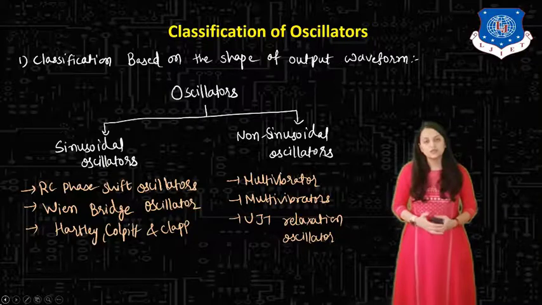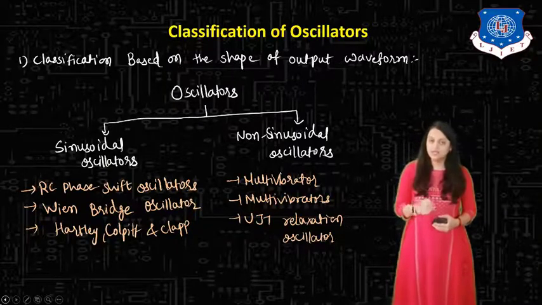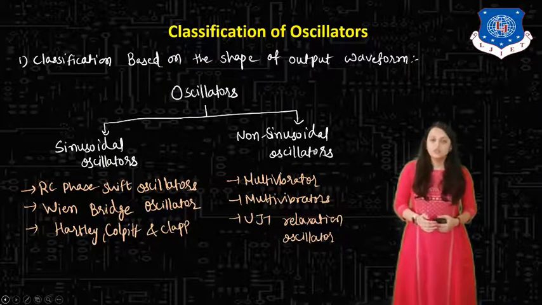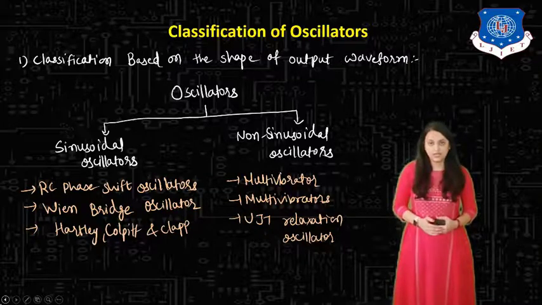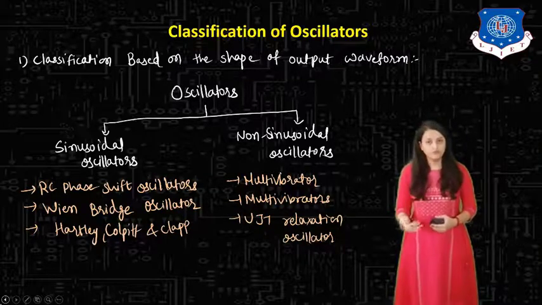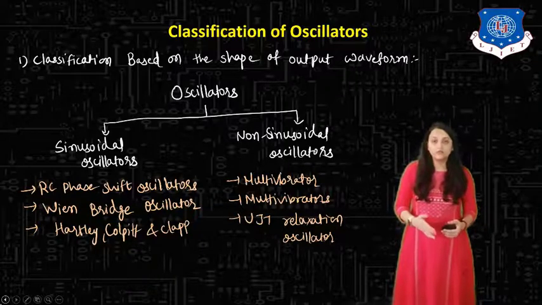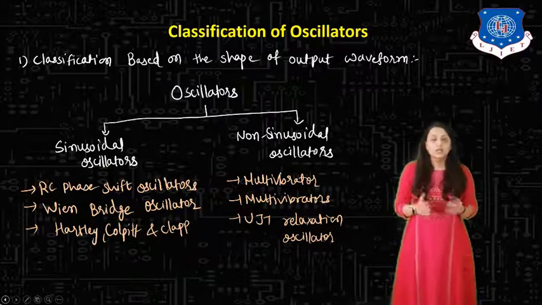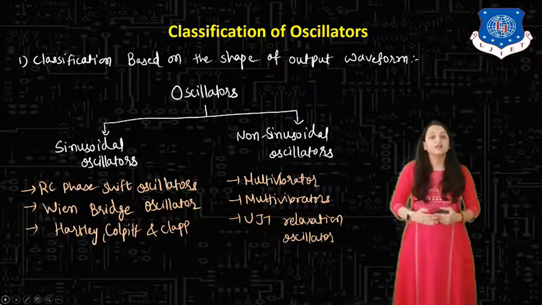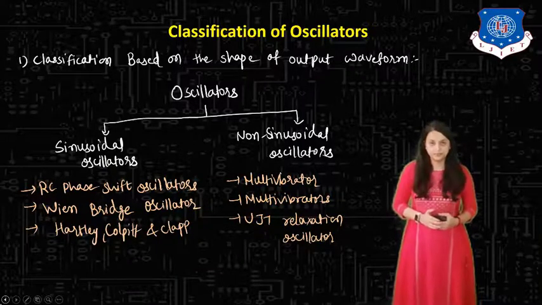And what are non-sinusoidal oscillators? As the name suggests, non-sinusoidal oscillators are those at the output of which it can be a ramp signal, step signal, triangular wave or sawtooth wave, or rectangular wave, but they are other than sine and cosine signals.